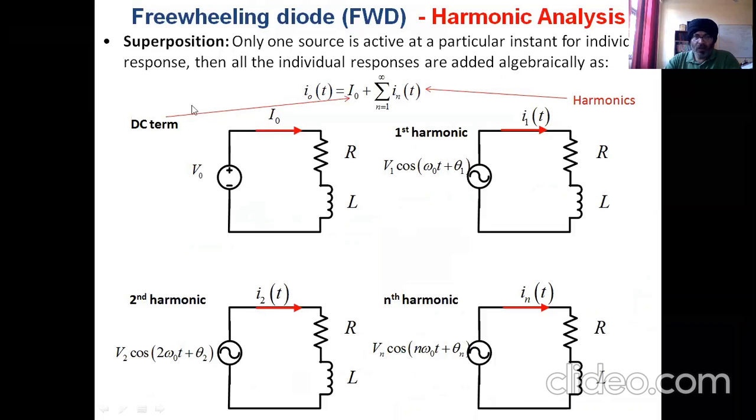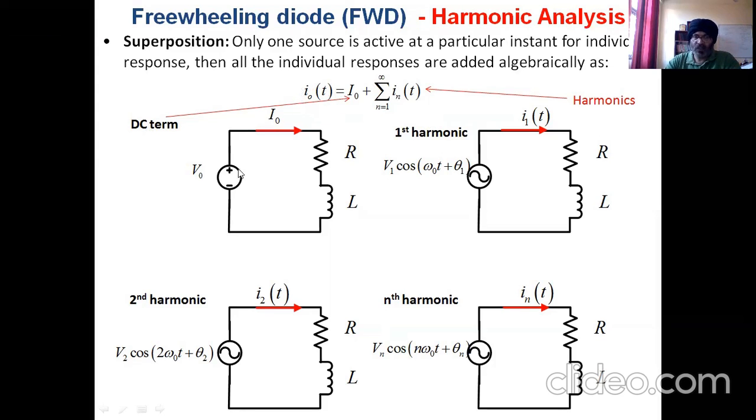Now, how do we get the response at the output due to all these n harmonics present? We know we can use the superposition theorem. In the superposition theorem, we calculate the response of all the sources by activating only one source at a particular instant, and then summing all these responses together, and getting the final value.